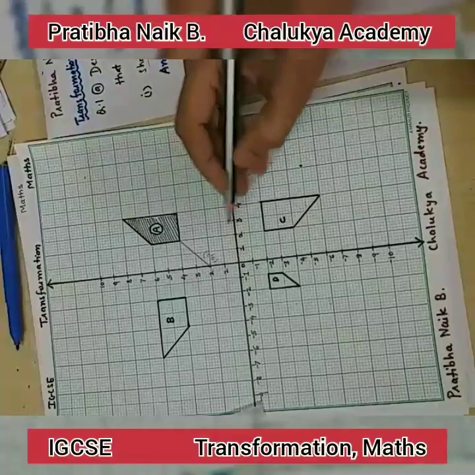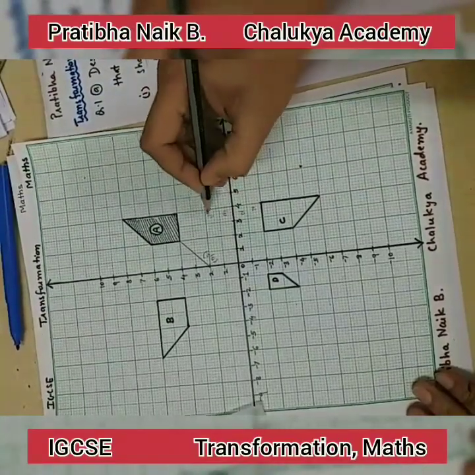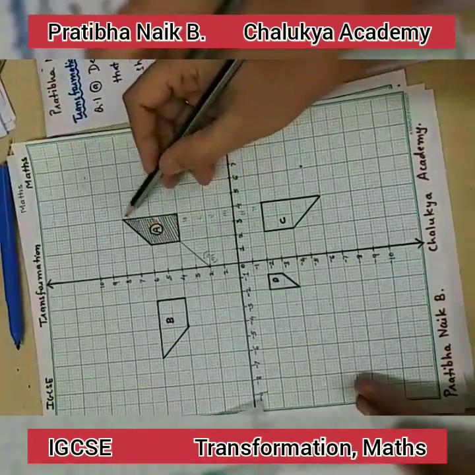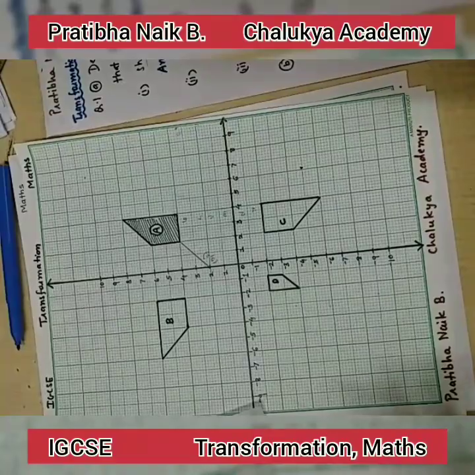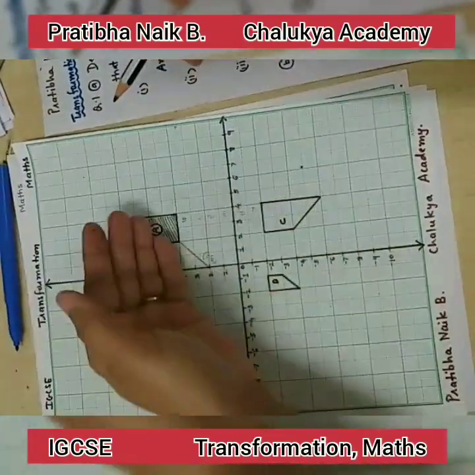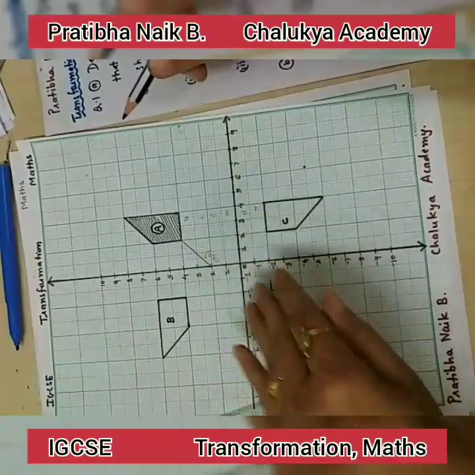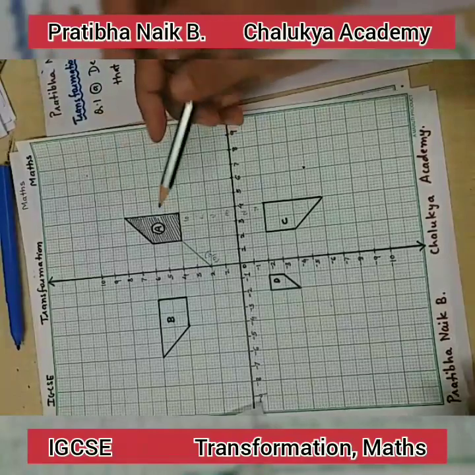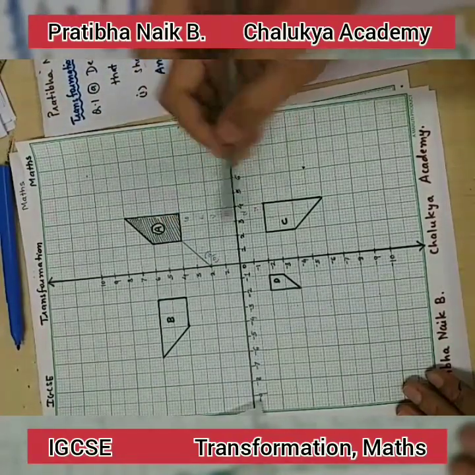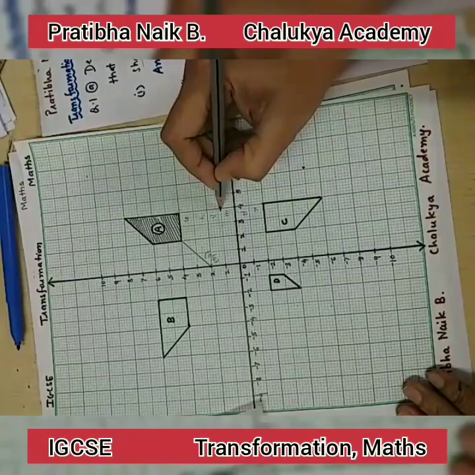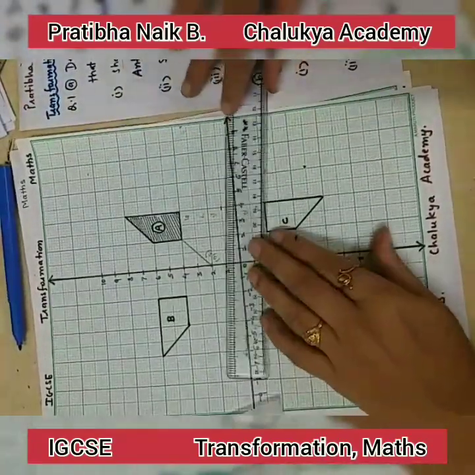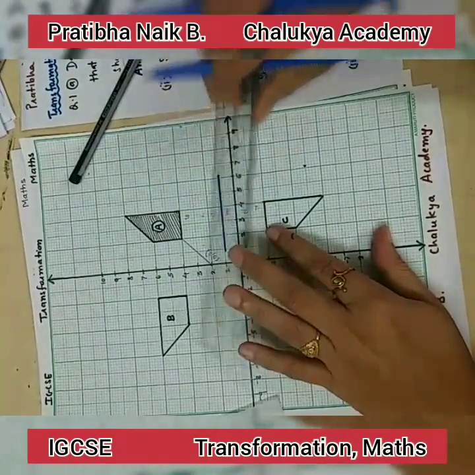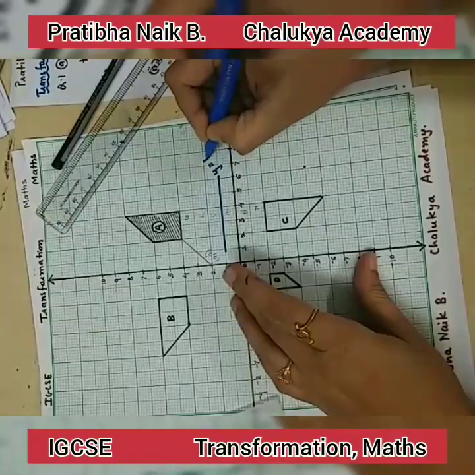equidistance. So 1, 2, 3, 4, 5, 6. Because there is no change in the shape, there is no change in the direction, so it should not be a rotation. And you can see the object is just moving 180 degree, so it should be a reflection. So now 1, 2, 3, 4, 5, 6, as I told you that object and image should be equidistant from the mirror line. So this will be our mirror line. So I am just drawing the mirror line over here. So this way you have to show on your paper. So y is equal to 1.